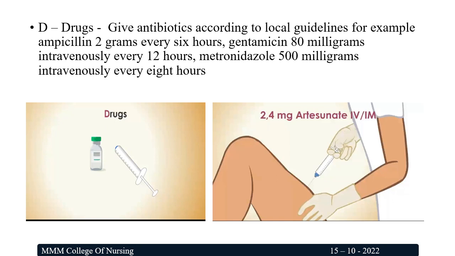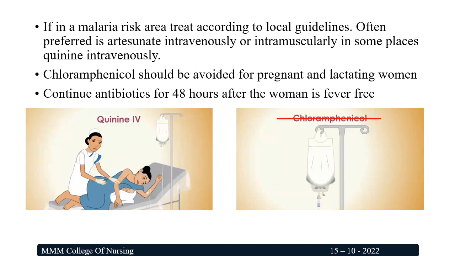For example, you can give ampicillin 2 grams every 6 hours and gentamicin 80 milligrams intravenously every 12 hours, or metronidazole 500 milligrams intravenously every 8 hours. So these are the usual choice of drugs given in case of sepsis. But you can also use artesunate IV or IM, 2.4 milligrams. If in a malaria risk area, treat according to the local guidelines, often preferring this. So artesunate is preferred in malaria.